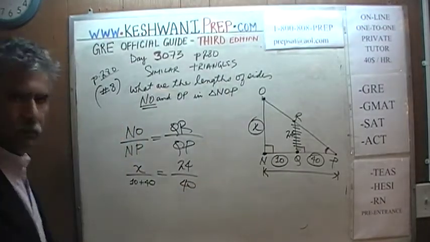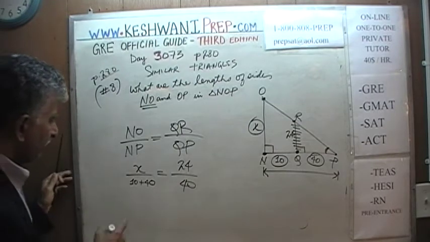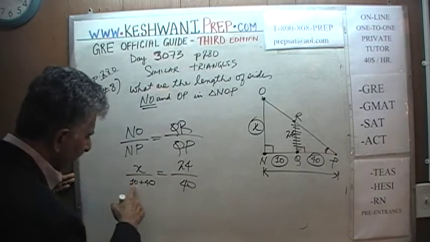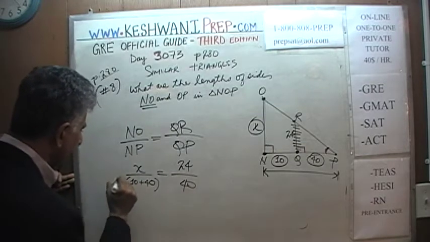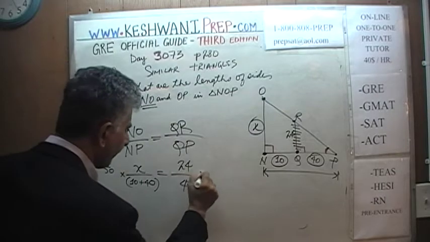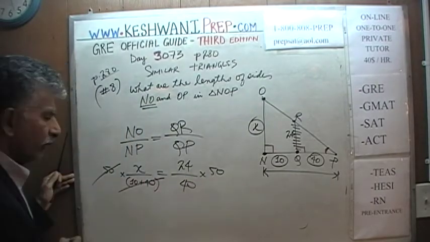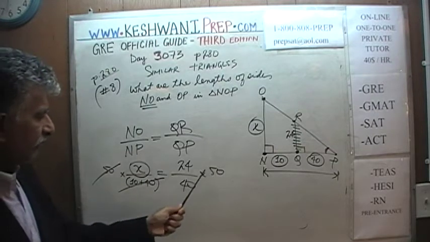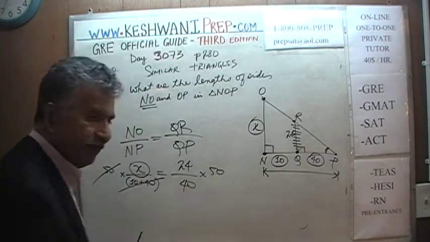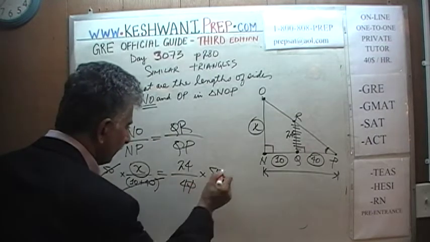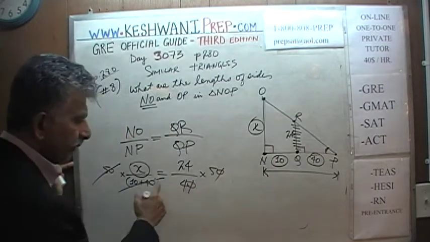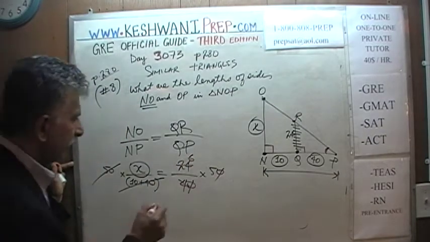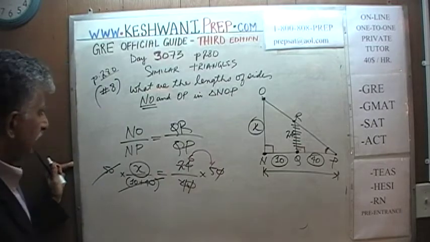There we go. Let's cross multiply. We're not going to do that. Let's just bring the 50 to the other side. Let's multiply both sides by 50. This 50 is going to go away, and we have our X. X is going to equal 24 times 50 over 40. If we divide top and bottom by 10, the zeros go away. Now let's divide top and bottom by 4. The 4 disappears, and 24 becomes 6. And there we go. We have our answer, 6 times 5.